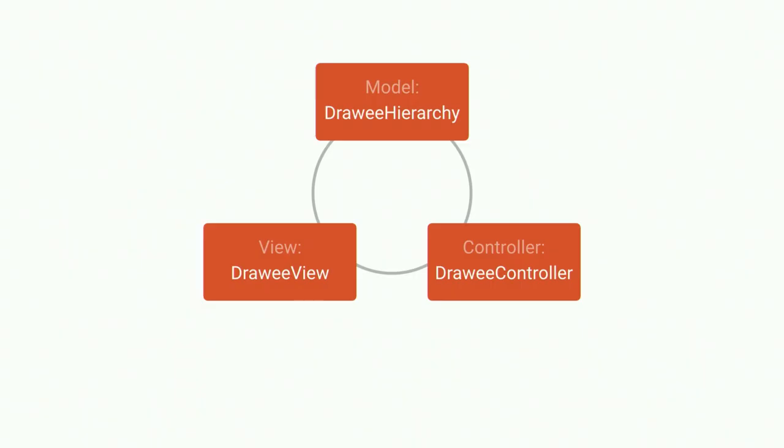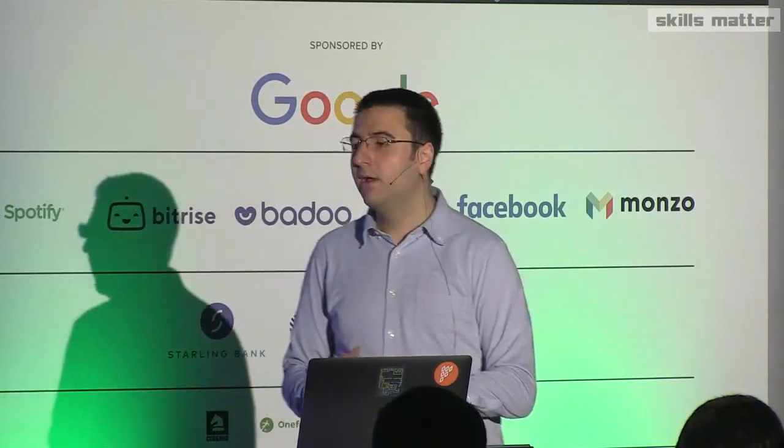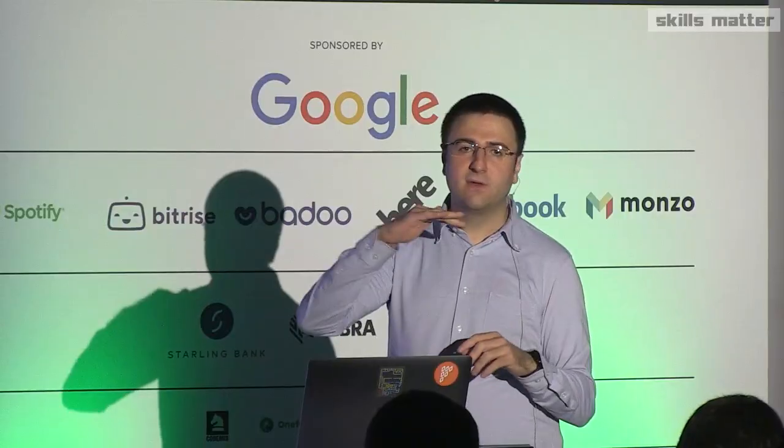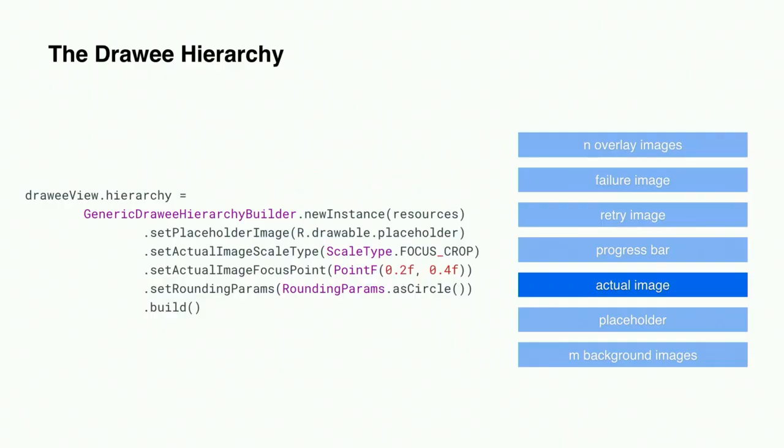The second one is the Drawee hierarchy, which is the model, which is actually quite simple. It is basically just a list of images, like layers stacked on top of each other. All of them are optional except for the actual image, which is the image we eventually want to display. And everything is wrapped in a fade drawable where you can fade between layers, and you can have overlays, failures, retry, and everything you want to have. You will build it something like this.